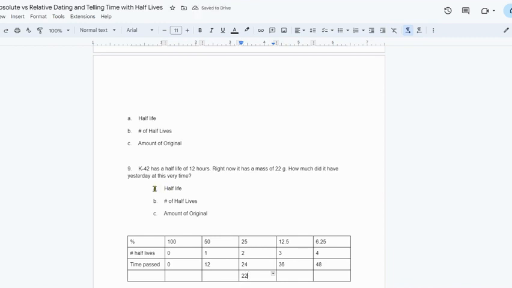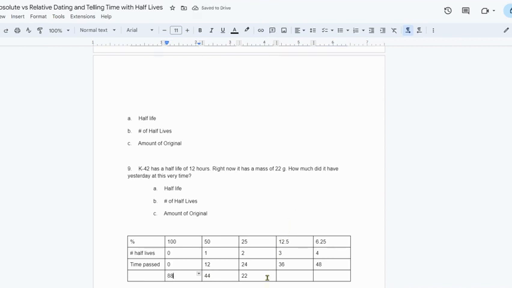This time yesterday would have been 2 half-lives. I'm going to double it. 22 times 2, because I'm working backward, is 44. 44 doubling, because remember it's cutting itself in half, would be 88.